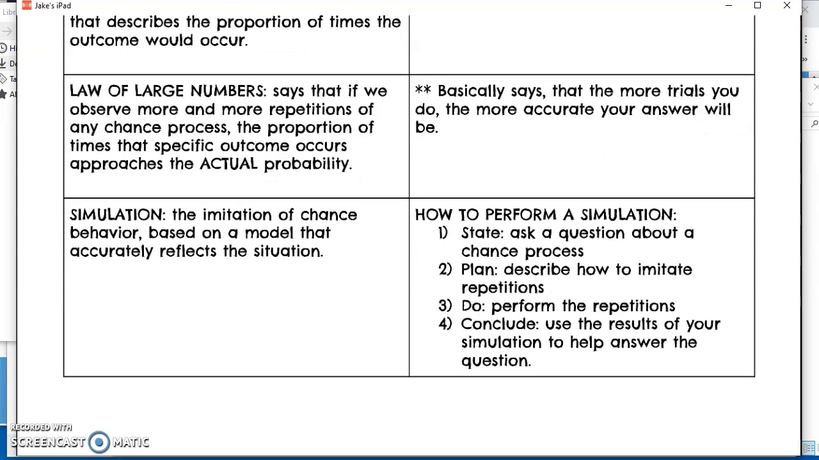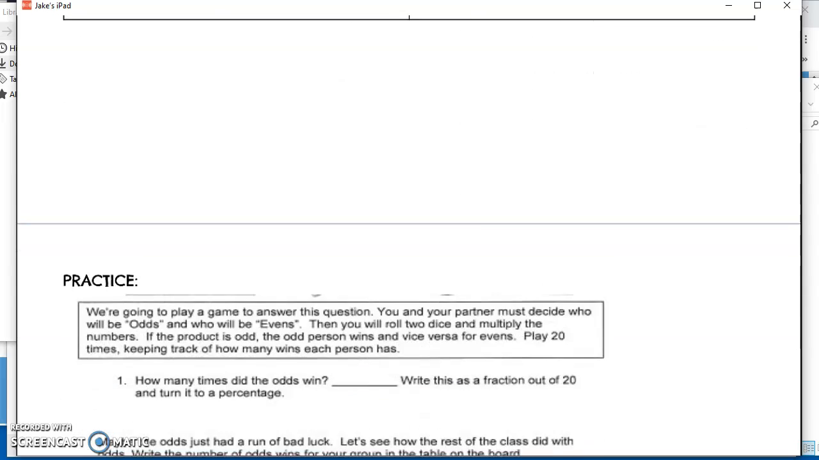The next thing we'll talk about is what's called simulation. That is the imitation of chance behavior based on a model that accurately reflects the situation. We've done simulation in the past, dealing with experiments, but it's the same thing with probability. If we take a certain experiment, we can use simulation to give us a good estimate of what should happen based on the probability. So that is actually it for the lesson.